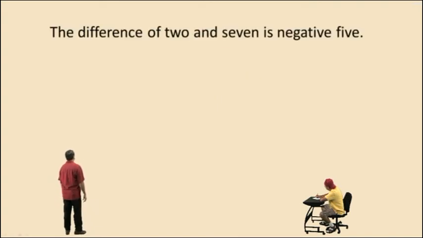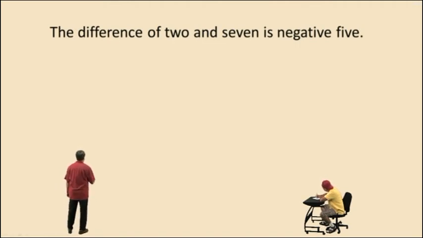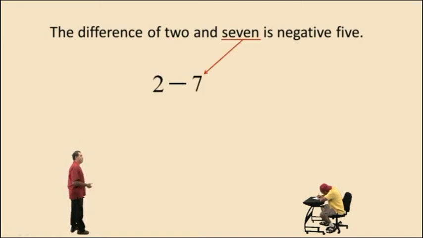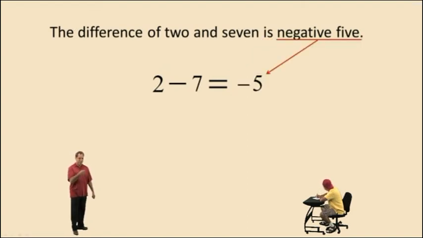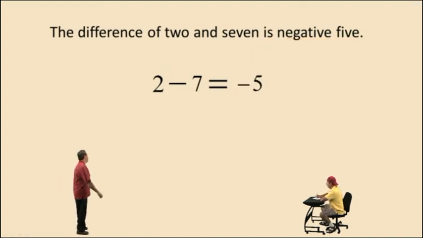Here we have the difference of 2 and 7 is -5, and that is true. Let's write it out as a math statement. The difference is subtraction. And what two things are we taking the difference of? 2 and 7. Is translates to equal, and -5 translates to that symbol, -5, right? And that is a true statement there.